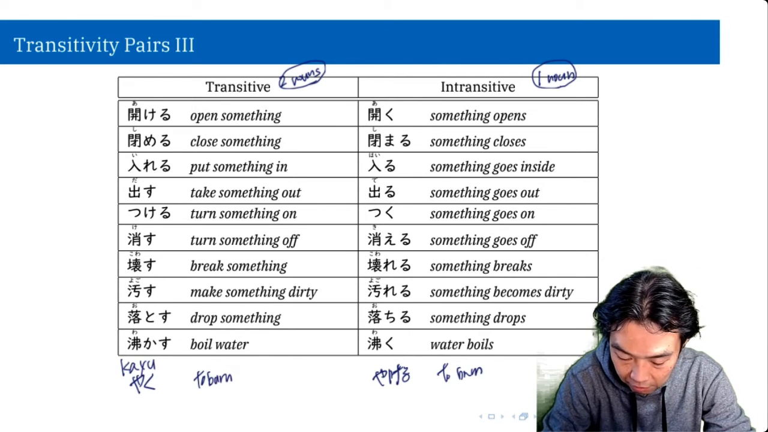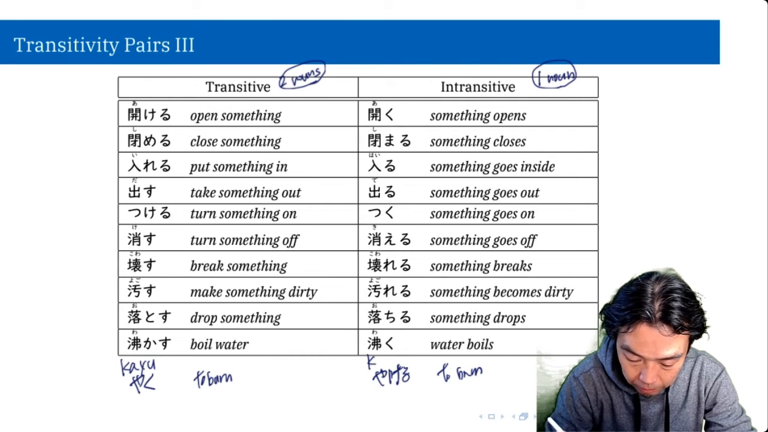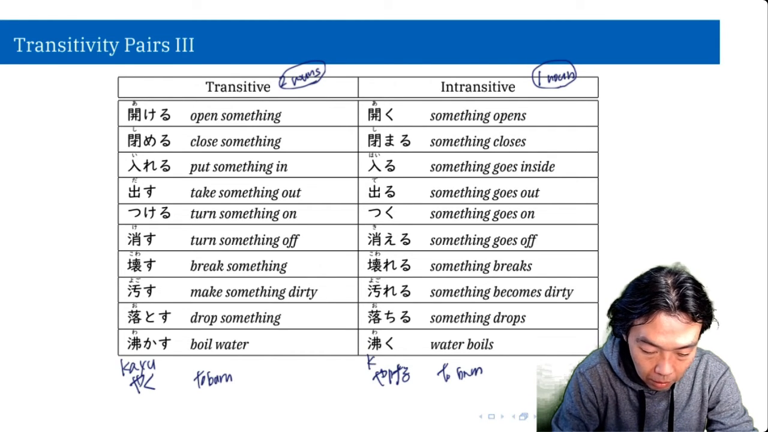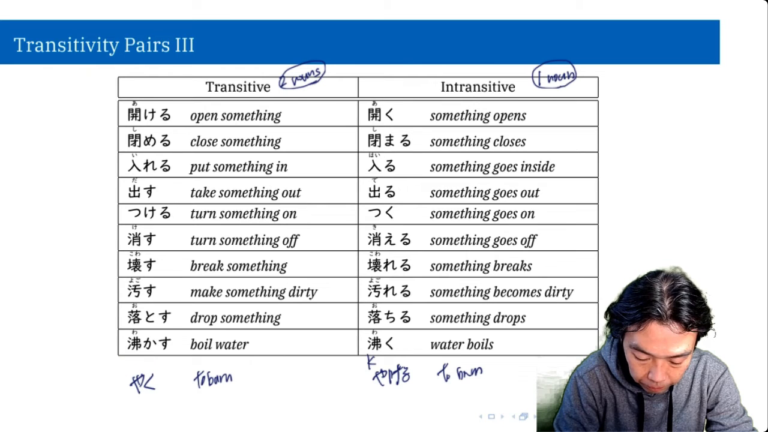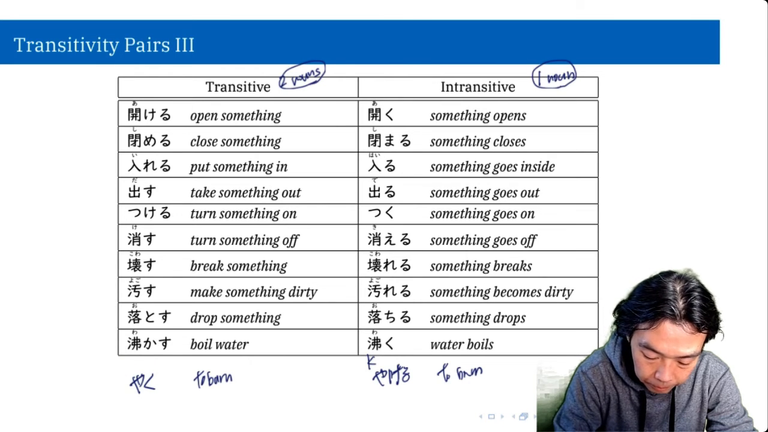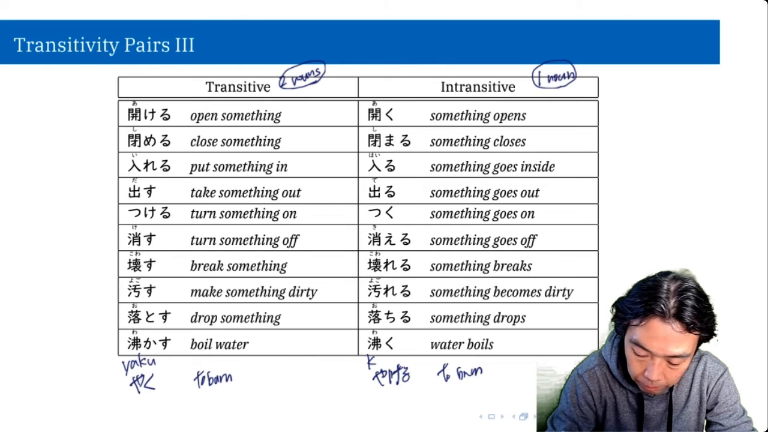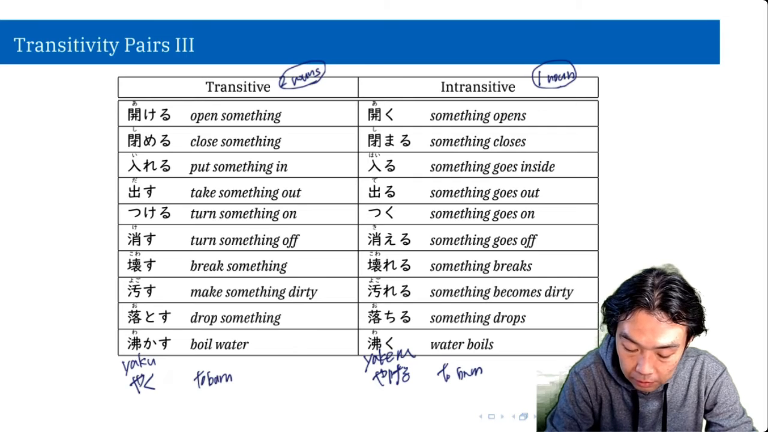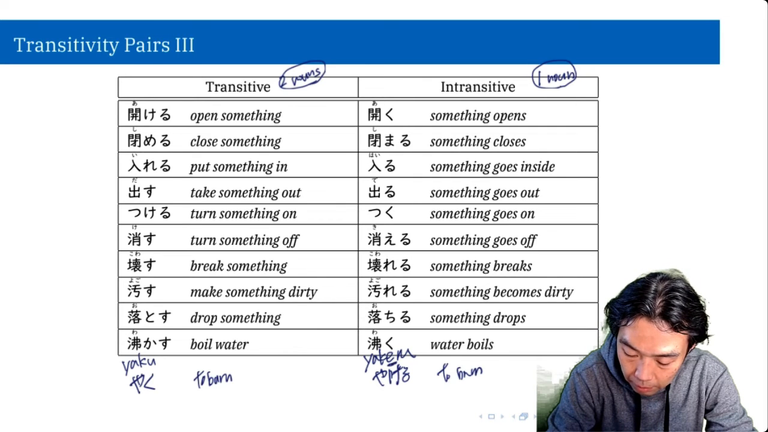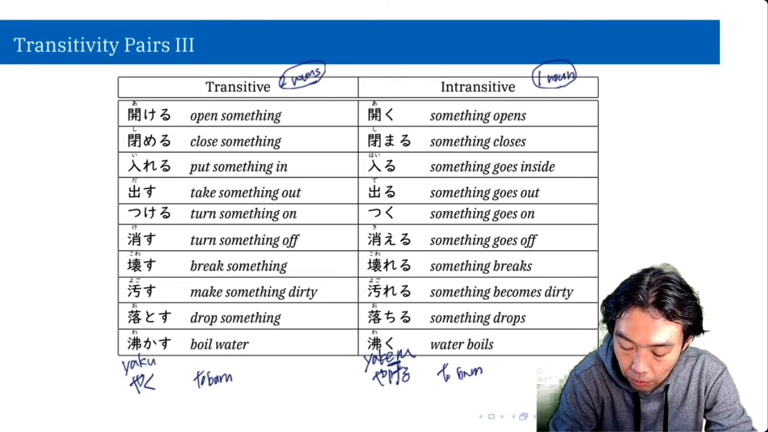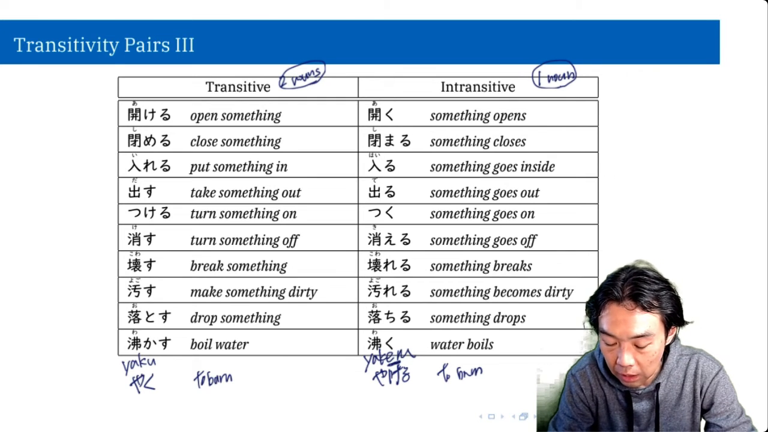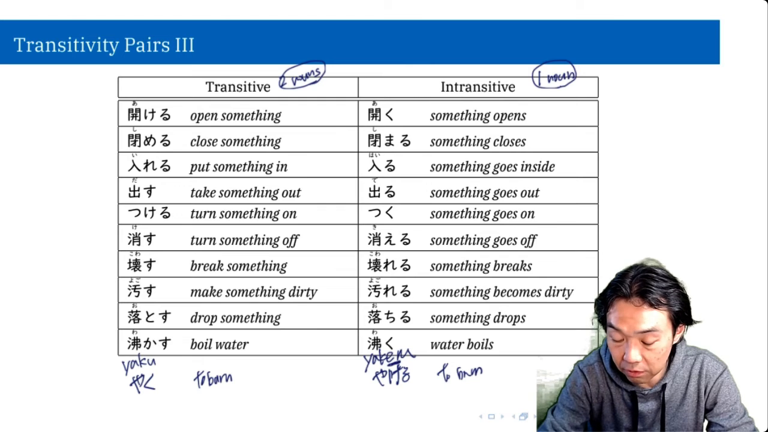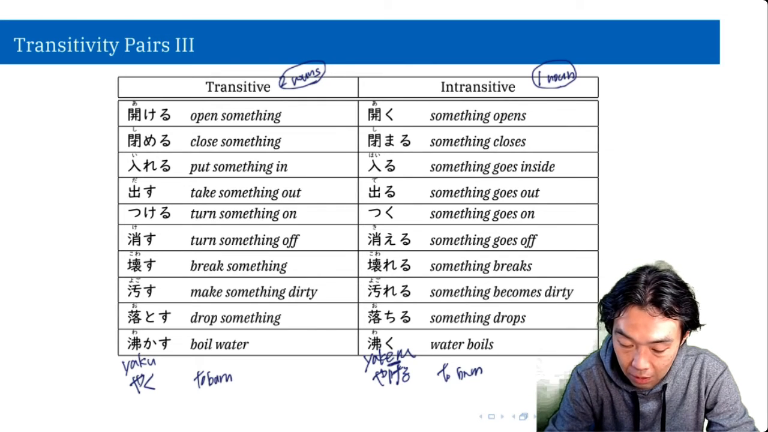So probably it's easier to write in alphabet. 焼く. Okay, so the difference is E, right? This E. So it sounds like E indicates the intransitive verb. So that's what you may think.